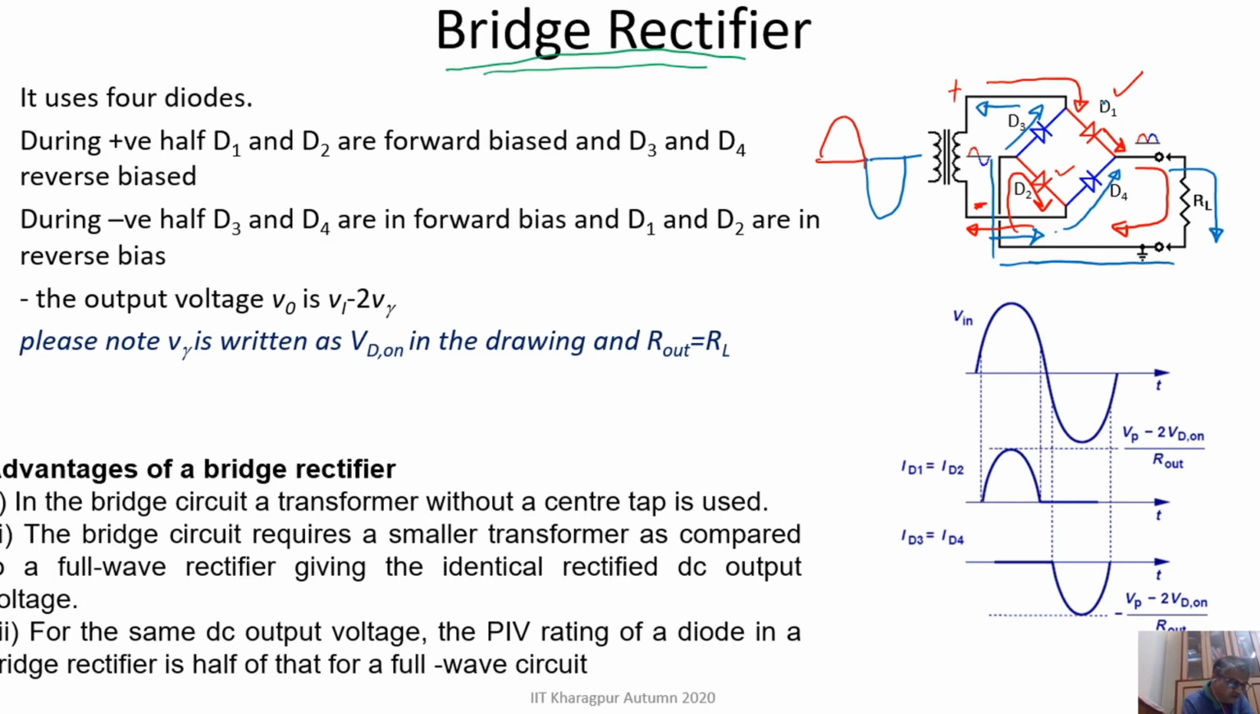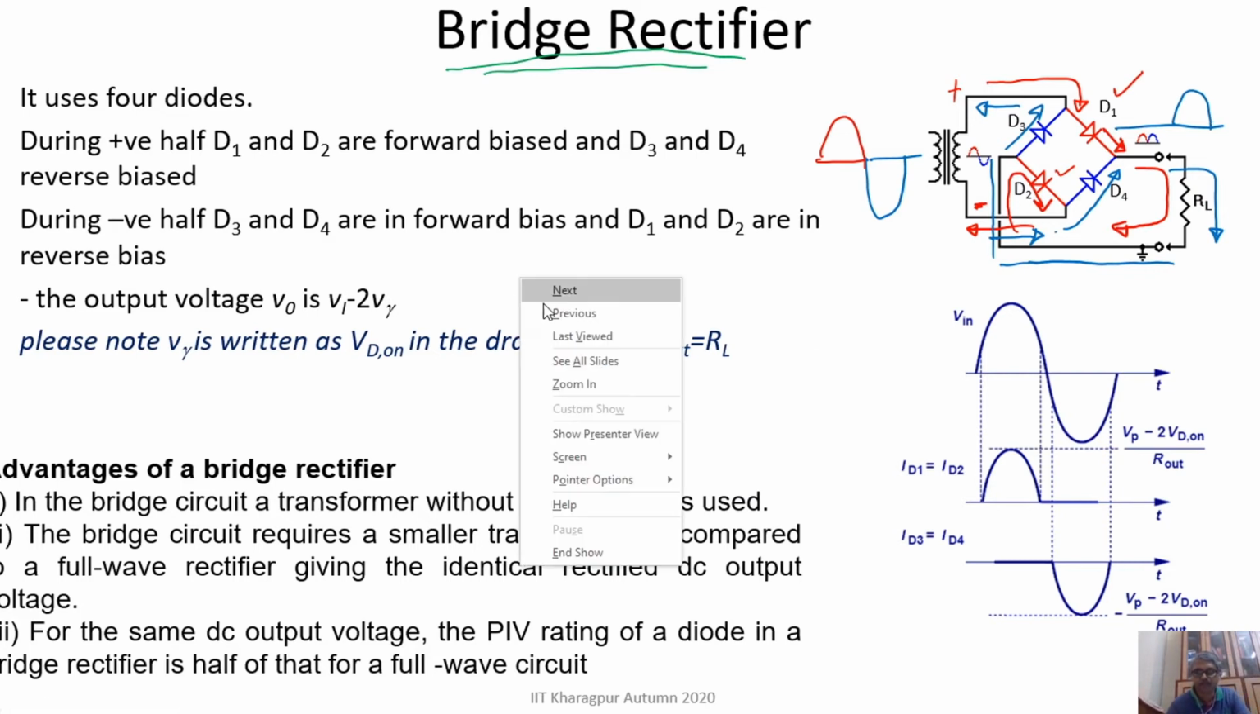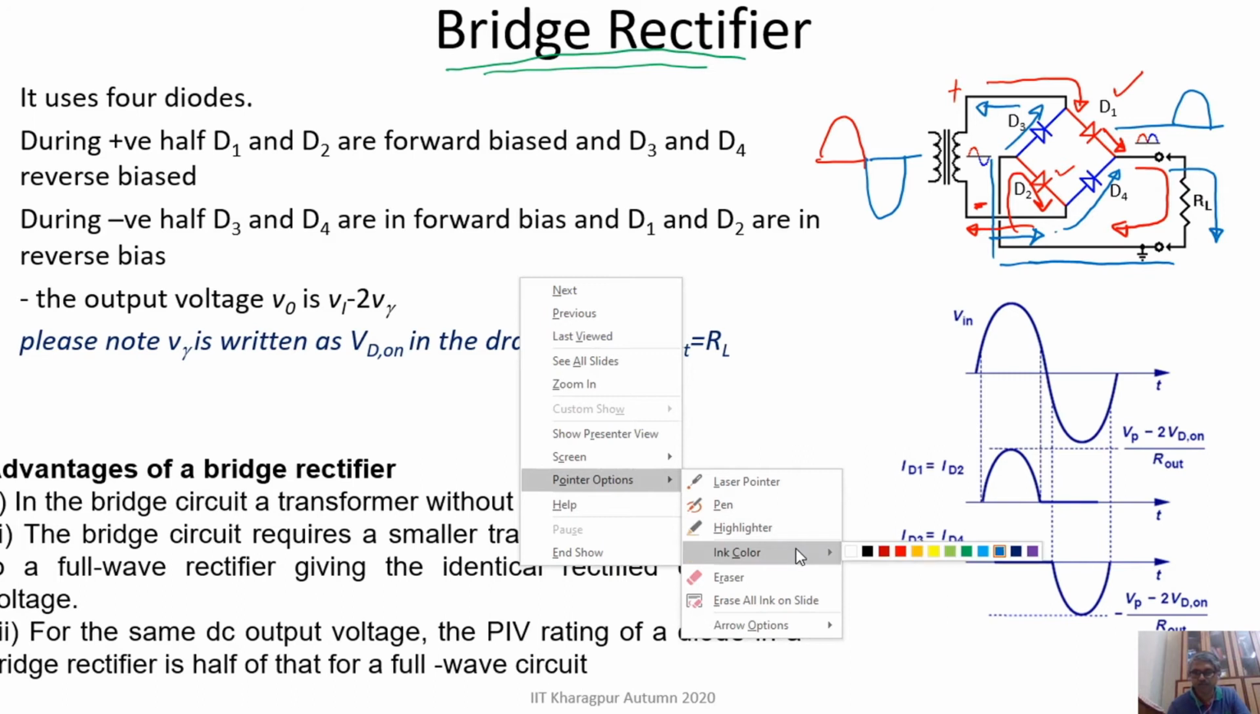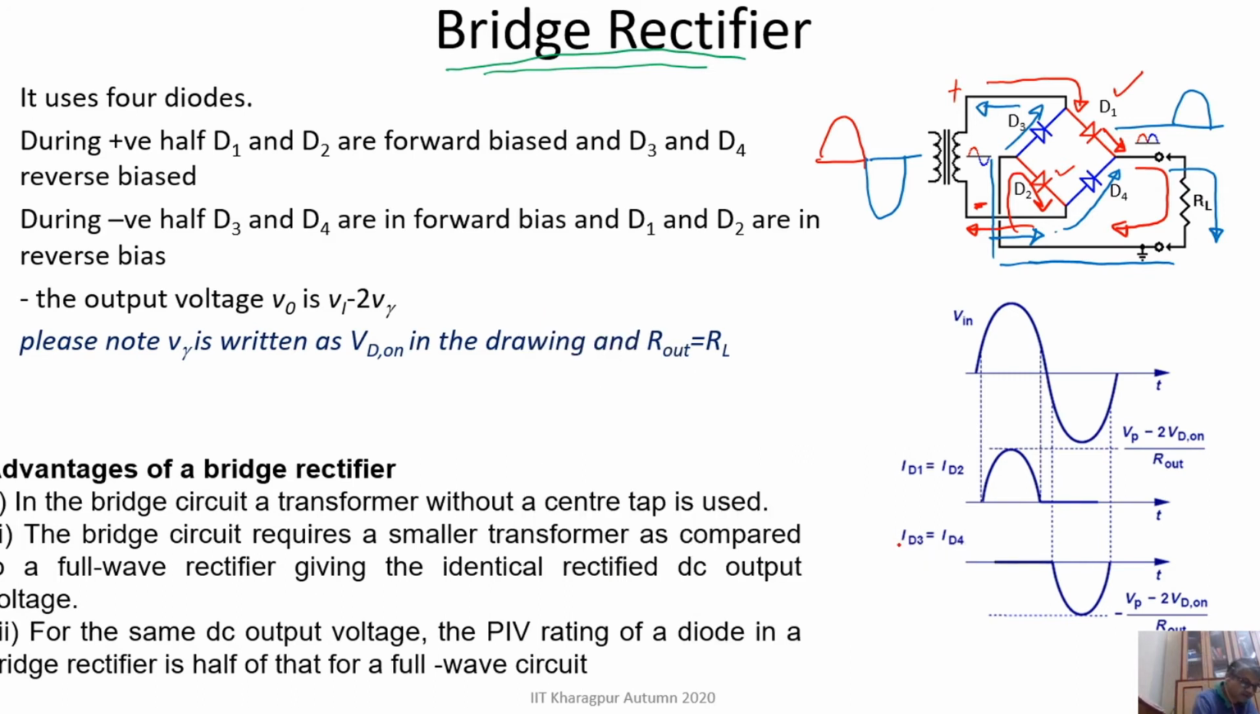Now you see, if you look at the current direction in the RL, in both positive half and negative half, current is in the same direction. That means although in the input we have positive half and negative half, in the output we will always have the signal in the positive half. That means it is basically rectifying the signal. In both the cases the output signal is in the positive half. So the circuit has managed to rectify the input signal.